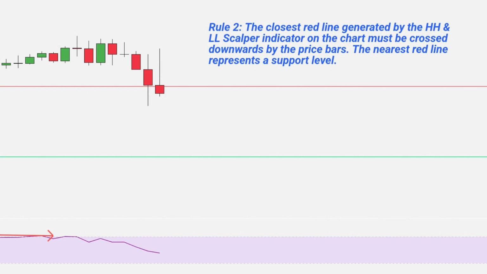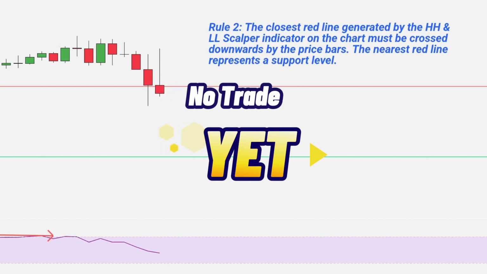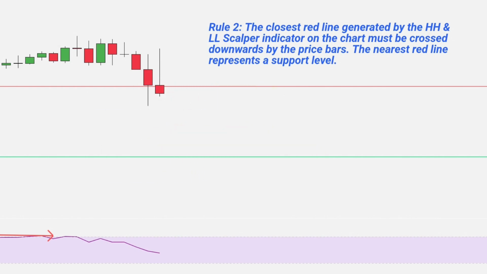But remember, we're not trading just yet. We're still observing. So, Rule 2 is all about the price bars crossing down below the nearest red line, suggesting we're getting closer to a potential short trade. Let's keep the conversation flowing as we move on to Rule 3, where things start to come together.